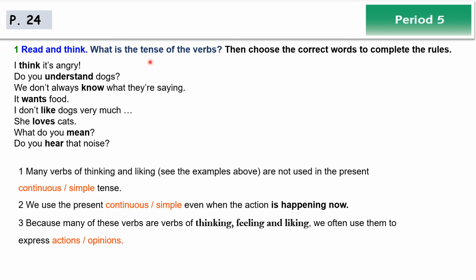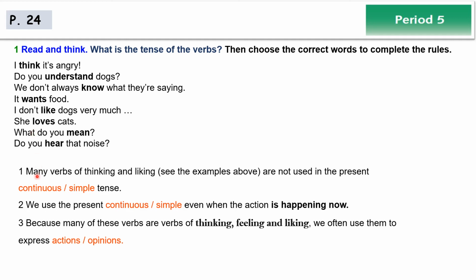Okay, can you answer the first question? What is the tense of these verbs? Look here, subject and the verb. Here, understand. The third sentence, we don't always know. Here, wants. What's this tense? Did you recognize it? Yes, of course, it is the present simple. All these sentences are in the present simple tense. Our lesson today is the present continuous, but these sentences are in a special case.